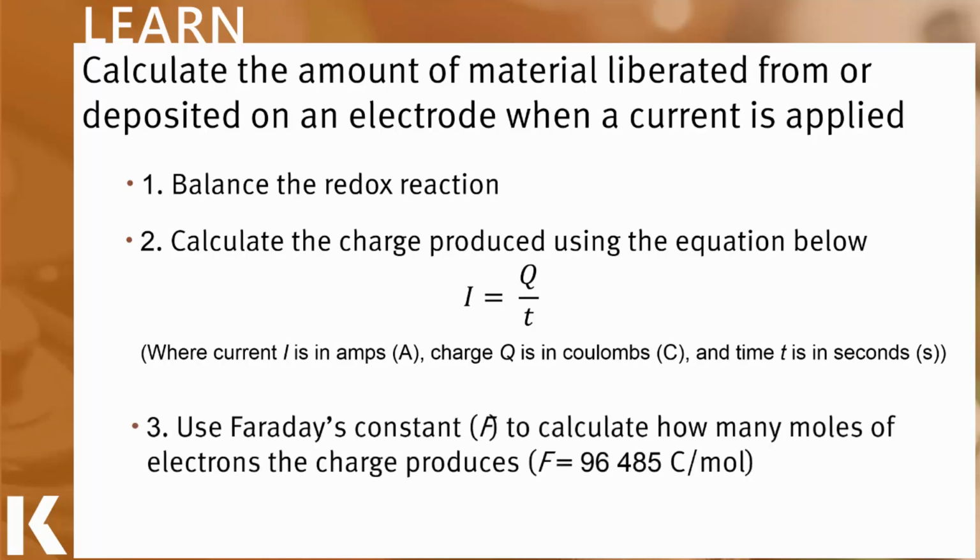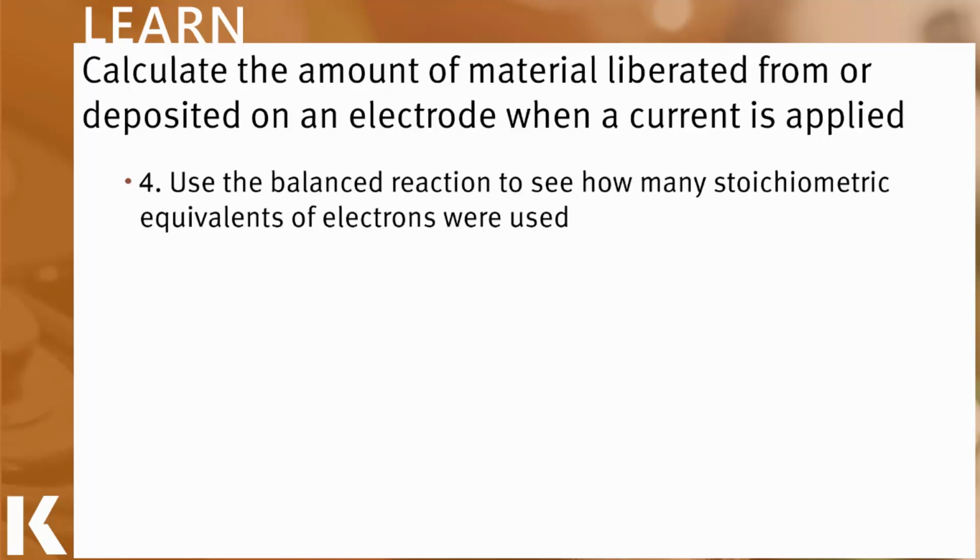Once we have that amount of charge, we'll divide that number of coulombs by Faraday's constant, which is here on the screen. It's 96,485 coulombs per mole. So that means if we had 96,485 coulombs of electrons moving, we would have 1 mole of electrons. So what we're really doing is taking the amount of charge and converting that into a number of moles of electrons.